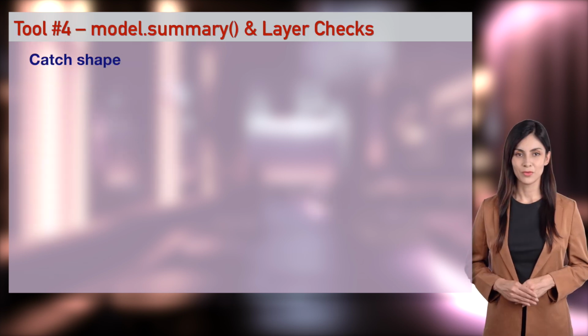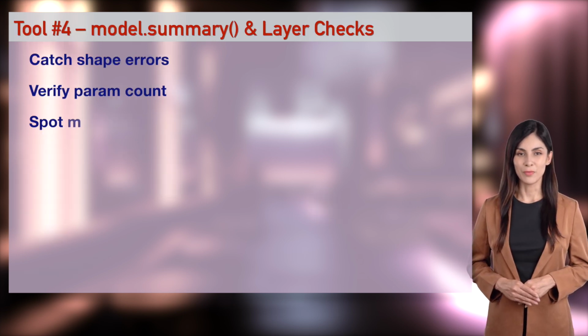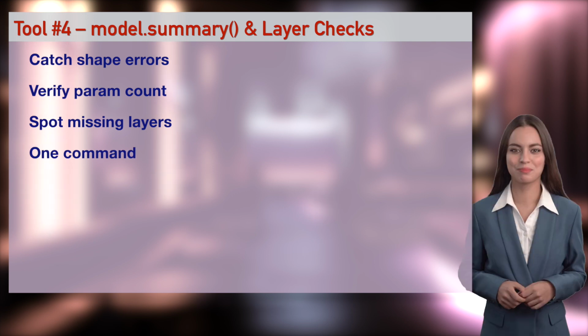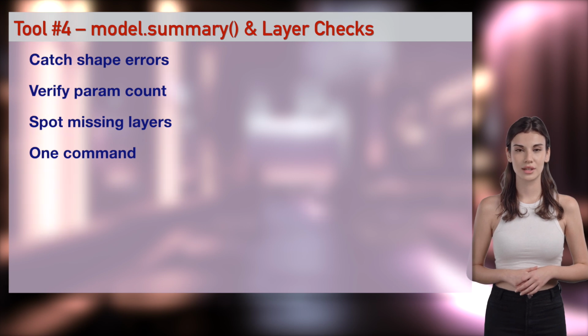One command shows if your model is built wrong: input, output shapes, param count. I once had a model with 0 parameters. Summary caught it. Always run model.summary after building. I'll break the DailyAIWizard model shape live, then fix it.